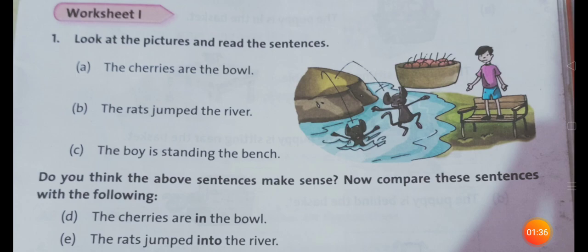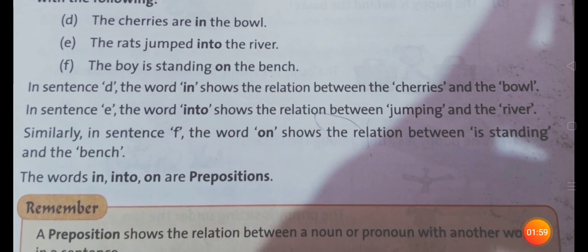Now compare these sentences with the following. Number D. The cherries are in the bowl. Number E. The rats jumped into the river. Number F. The boy is standing on the bench. In sentence D, the word in shows the relation between the cherries and the bowl. In sentence E, the word into shows the relation between jumping and the river.